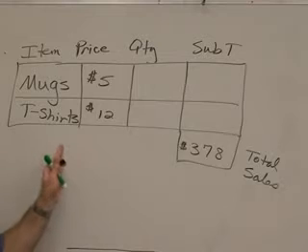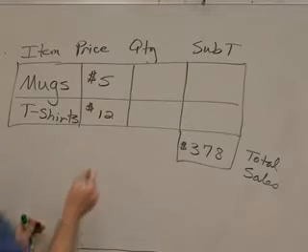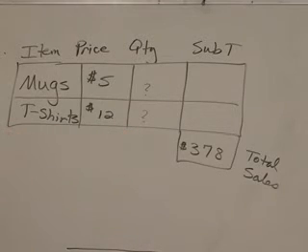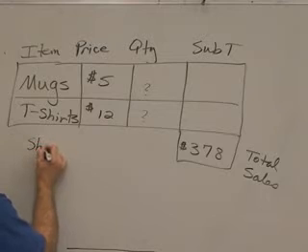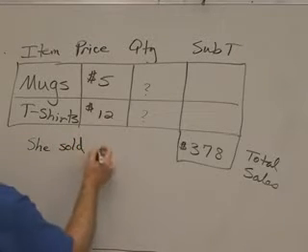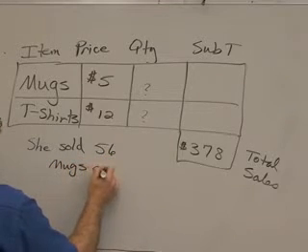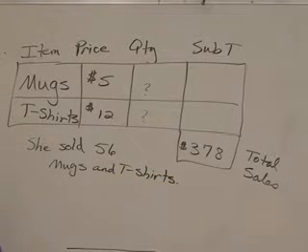Now, last time we said she sold 3 times as many mugs as t-shirts. This time, we're going to tell it to us a different way. They're still going to ask for both these things. One of them is still going to be X, the other one's going to be something else with X in it. But now, they're not going to tell us which one sold more. They're going to say, she sold 56 mugs and t-shirts. They're not going to tell us which one sold more. They're going to tell us how many of them they sold all together.